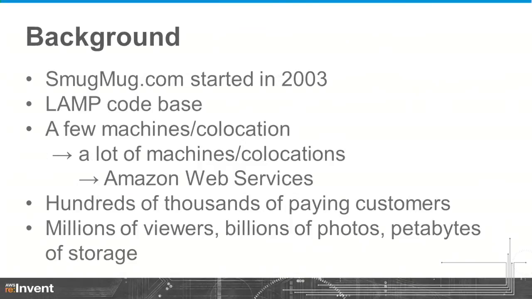A little bit more background on SmugMug. In web years, we're pretty old. We're a LAMP code base. I think our progression of scaling our business, technically and otherwise, probably mirrors the experience of a lot of people here. We've gone from a few machines in a colo to a lot of machines in different colos through to AWS. Currently have under 200,000 paying customers, millions of daily viewers, billions of photos, and petabytes of storage. We're one of the biggest occupants of S3, and that was sort of our thin wedge into the universe of AWS, and we just keep getting deeper and deeper.